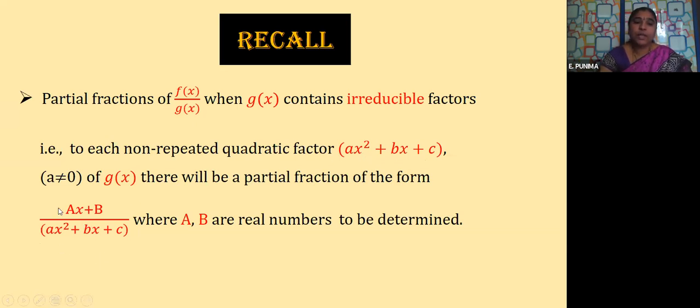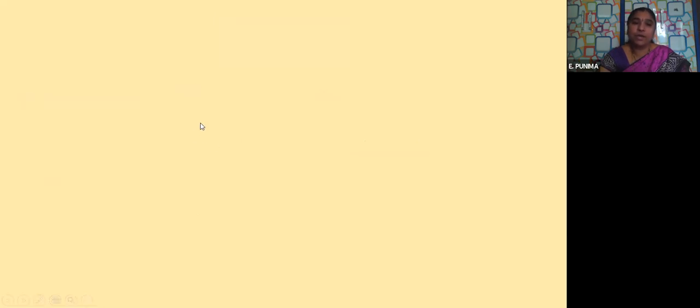Then the partial fraction will be of the form ax plus b by ax square plus bx plus c, where capital A and capital B are the real numbers or constants which are to be determined. This is your rule 3. So now in today's class, we are going to learn about rule 4, children. Let us see what that is. Let us see once.